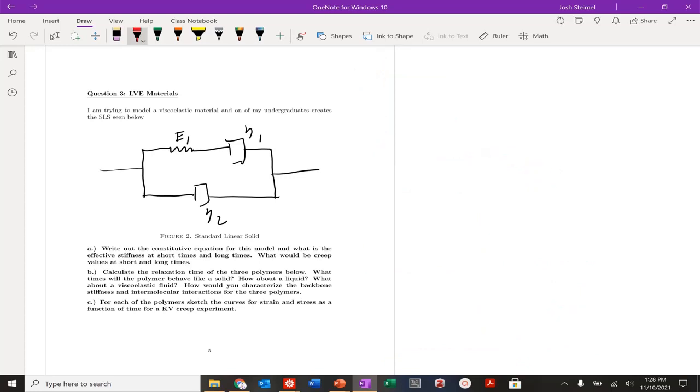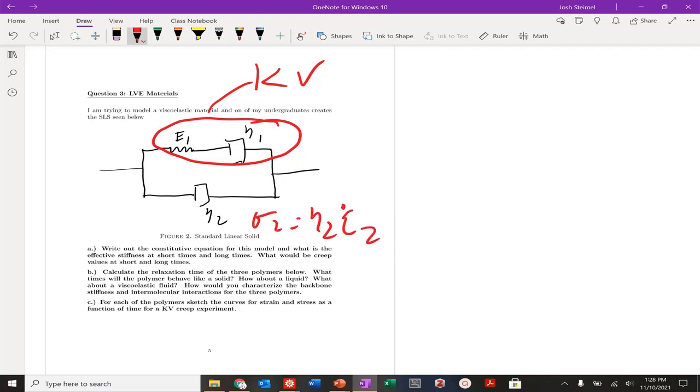So I need to write out the constitutive equation. I know that this first arm is what? You guessed it, my Kelvin-Voigt. And then in my second arm, let's do our stress in the 2 arm. Our stress in the 2 arm is going to be equal to eta 2 times the strain rate of that 2 arm. So let's go ahead and write out the constitutive equation. This is not Kelvin-Voigt, excuse me, my apologies. This is my Maxwell model.